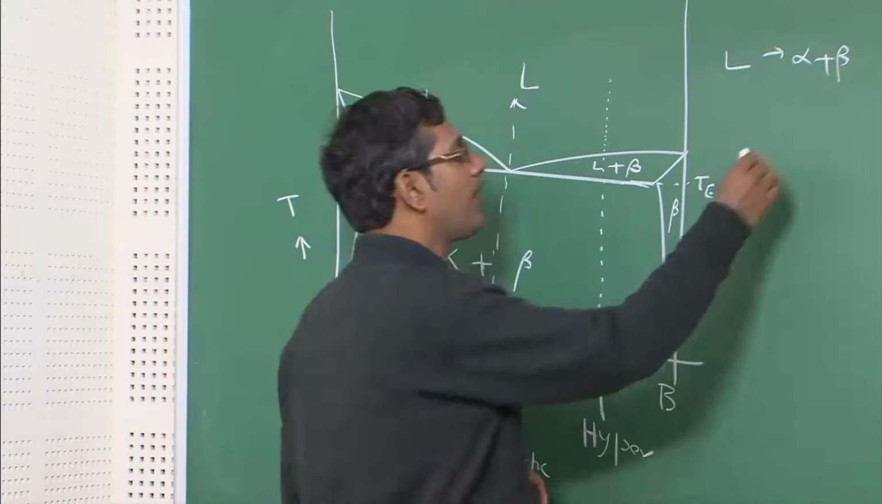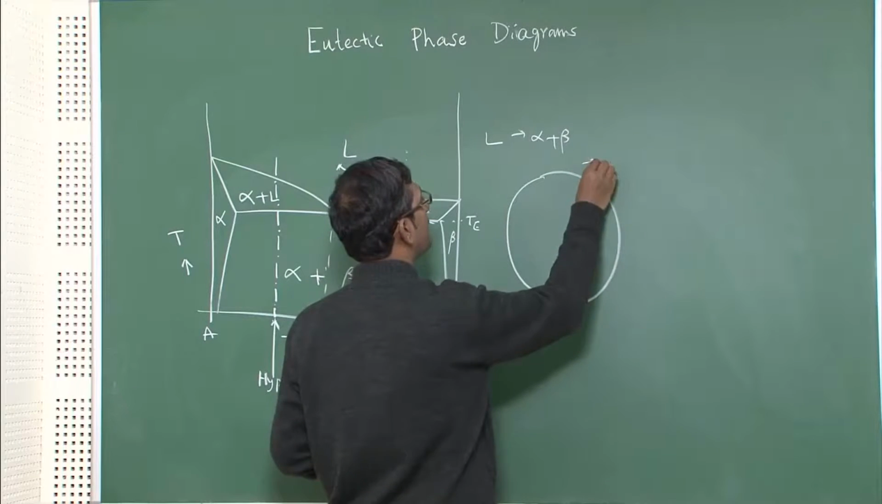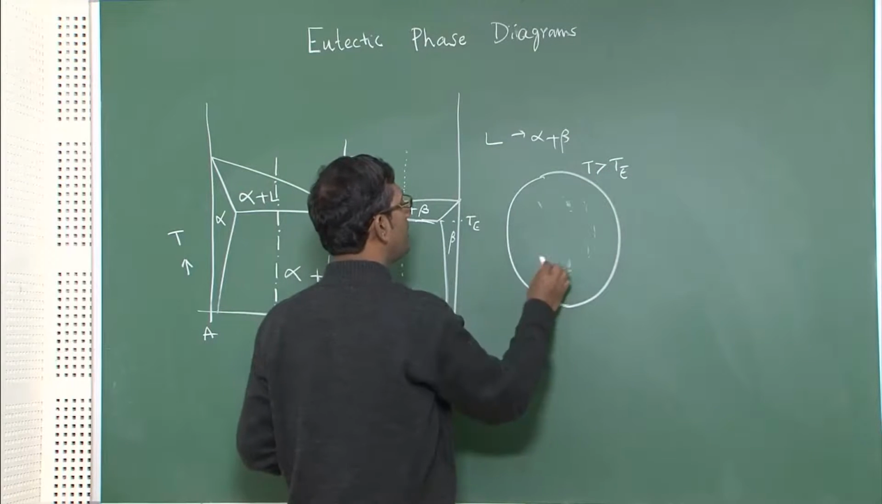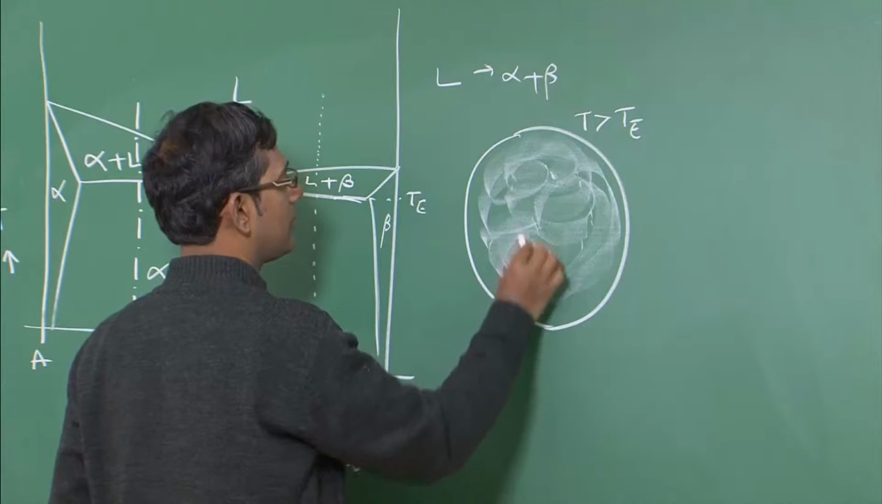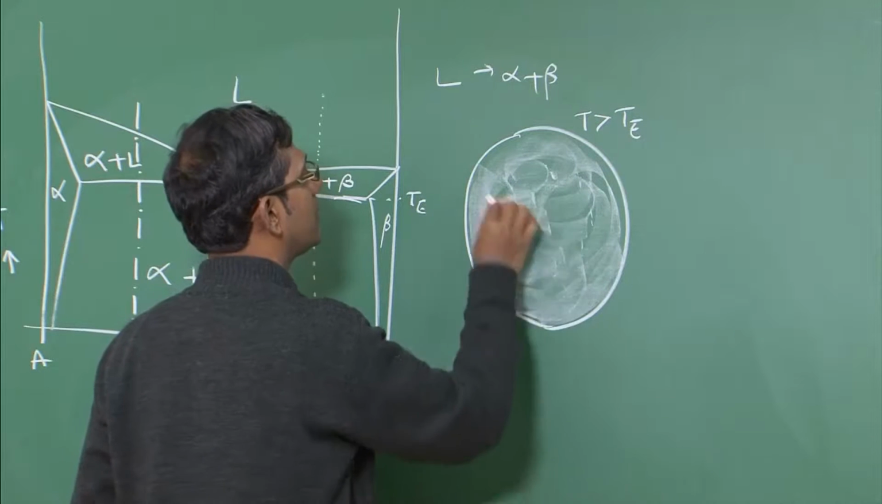Okay, so let us consider this picture. I draw this, a temperature above the eutectic temperature T. I have a completely liquid sample because I am above the eutectic temperature. Nothing has happened. It is a liquid.